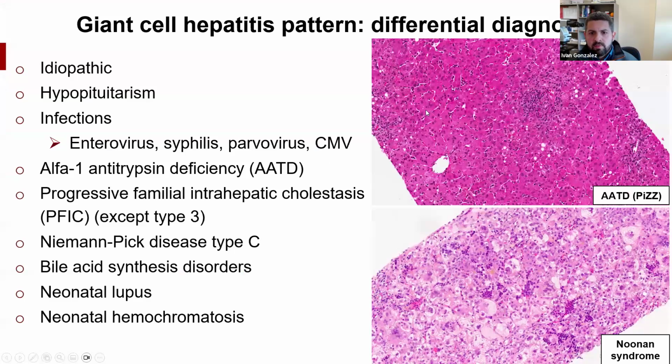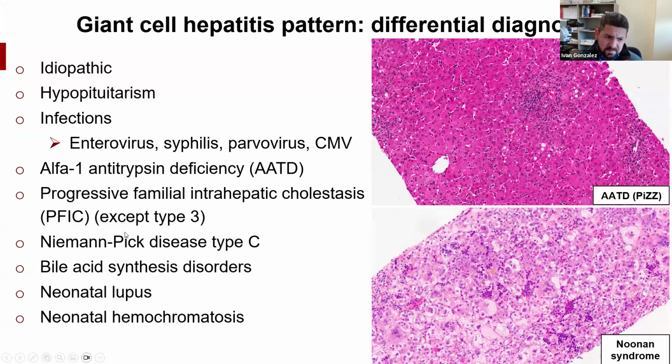So for instance, in this photo, you have a lot of erythroid hematopoiesis, and it's all happening in the lobule, while in the portal tract you will have the myeloid. The differential diagnosis includes idiopathic, infections, alpha-1 antitrypsin deficiency, and PFIC, except type 3. Type 3, remember, is an obstructive pattern.